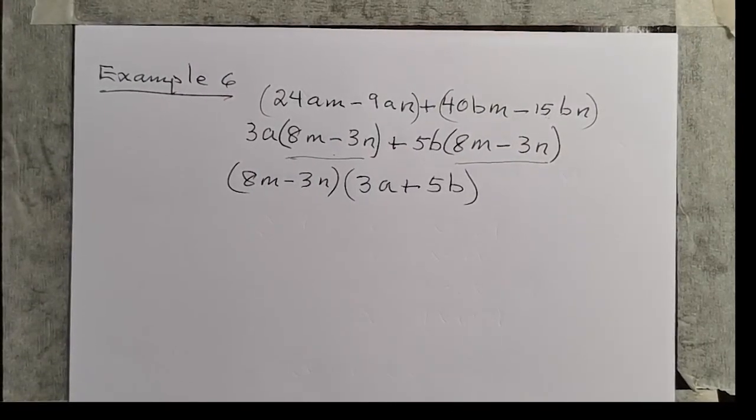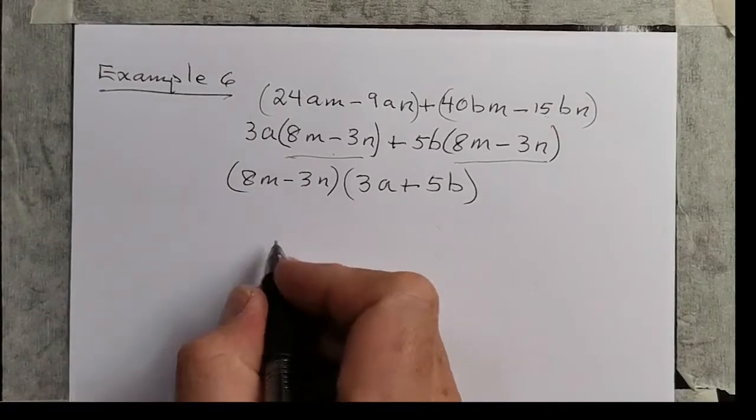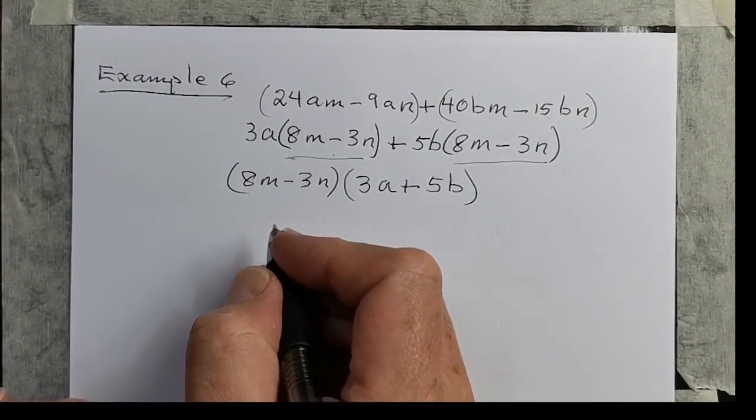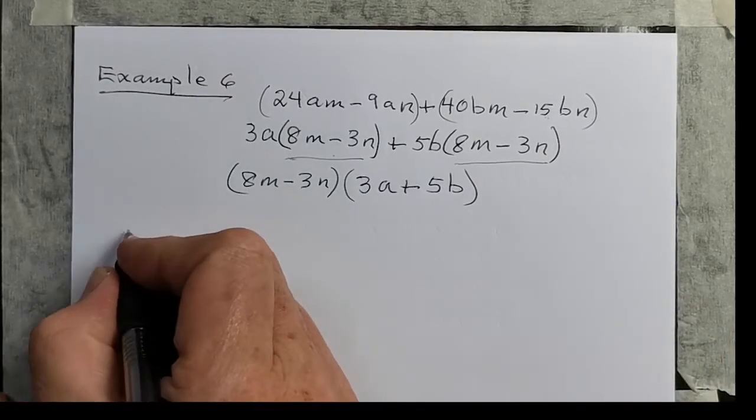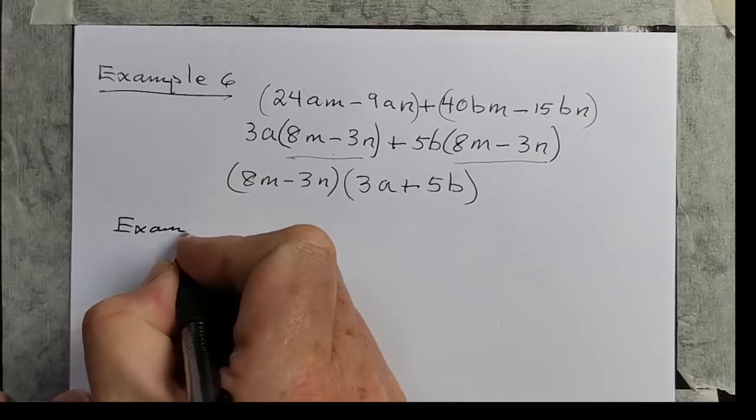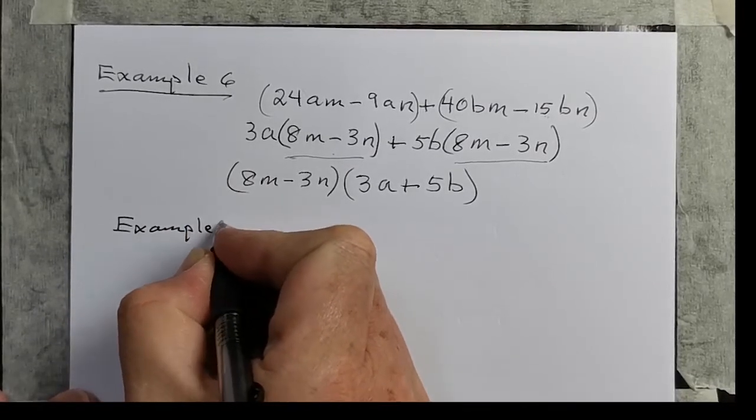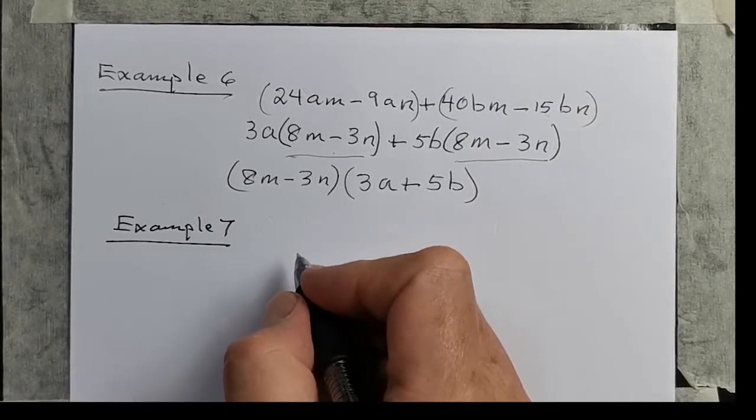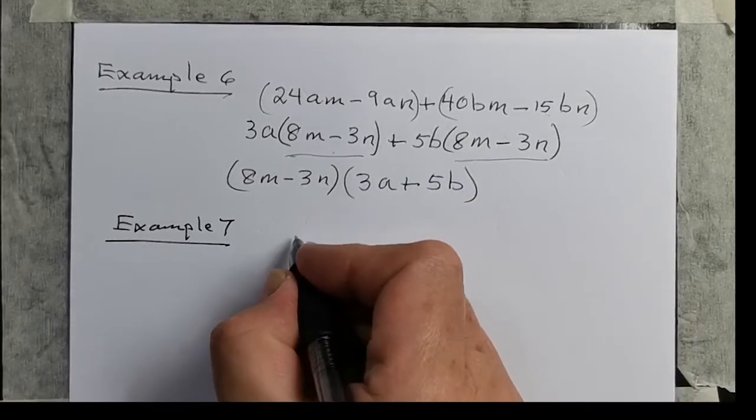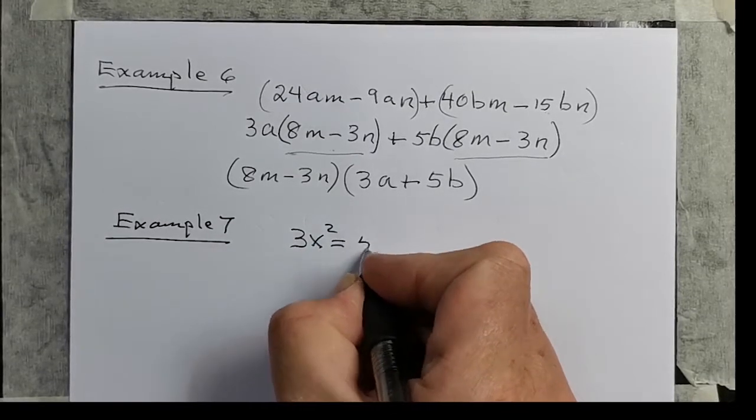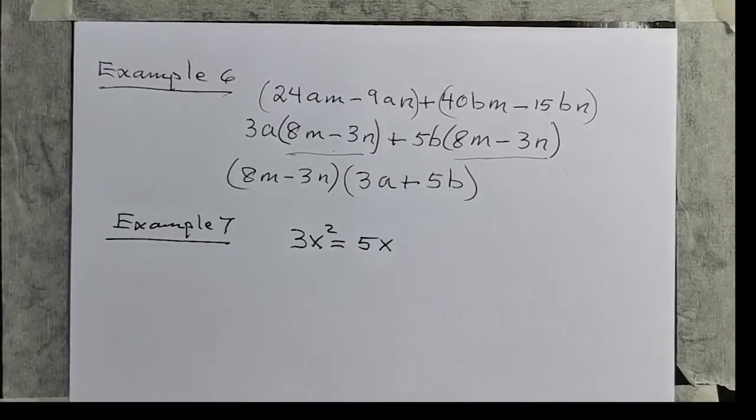Now example number 7 takes us to a new level here. We're going to start solving for x by setting equal to 0. So example number 7. So let's take the equation 3x squared equals 5x. And let's solve this for x.